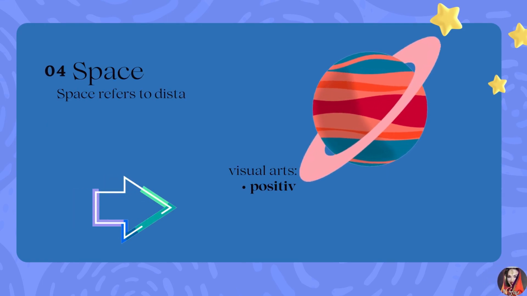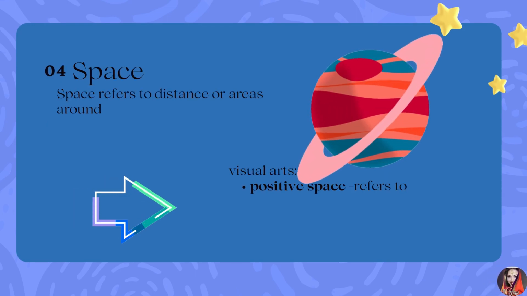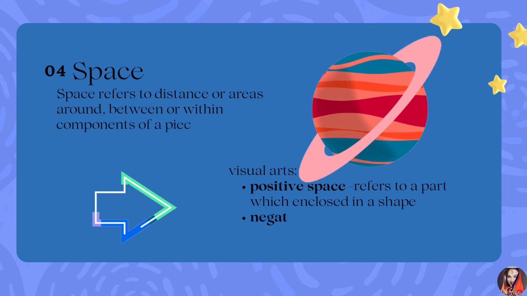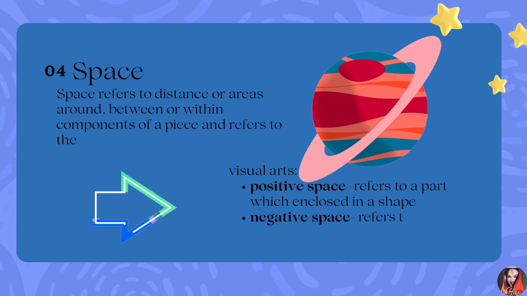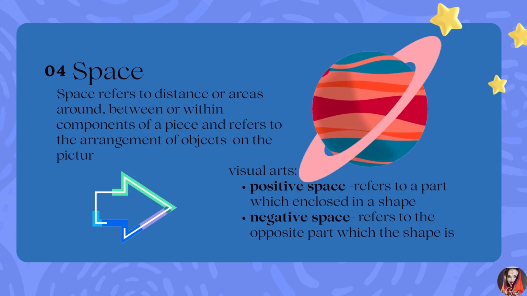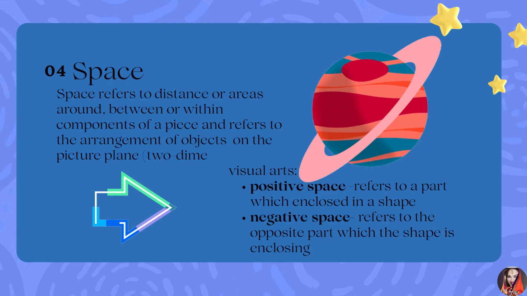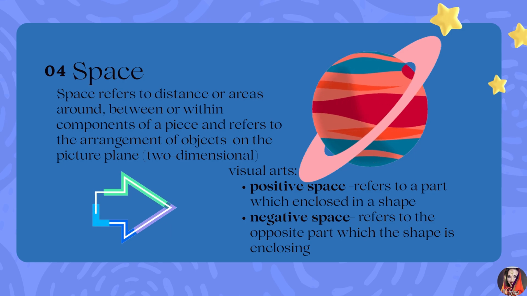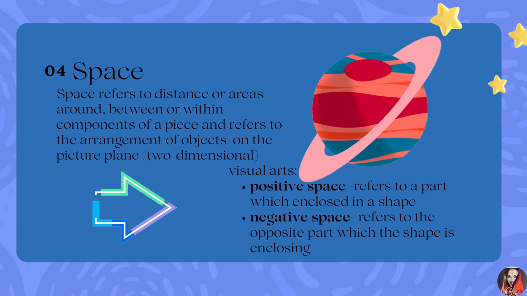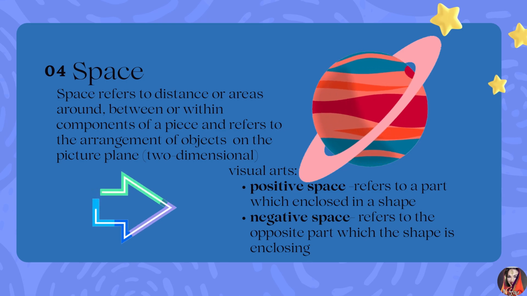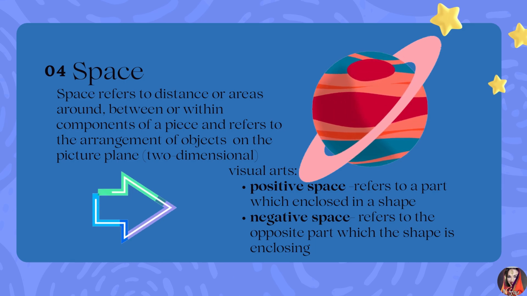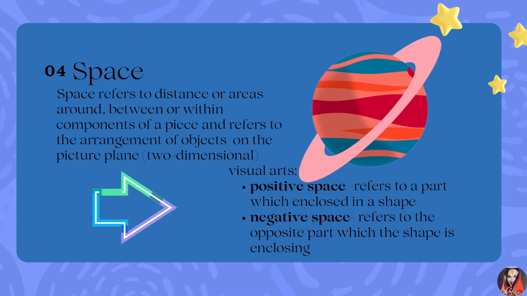Number 4 is space. Space refers to distance or areas around, between or within components of a piece and refers to the arrangement of objects on the picture plane. In visual arts, space may either be positive space or negative space. Positive space refers to a part which is enclosed in a shape. Meanwhile, negative space refers to the opposite part which the shape is enclosing.